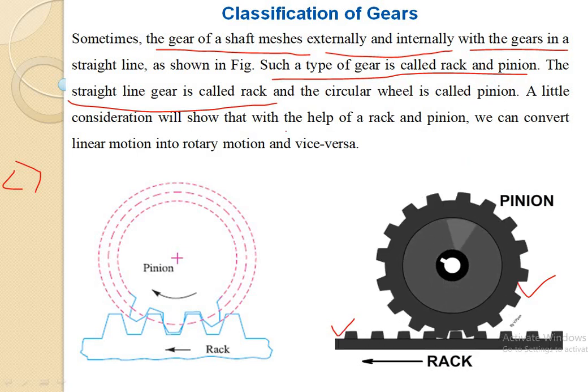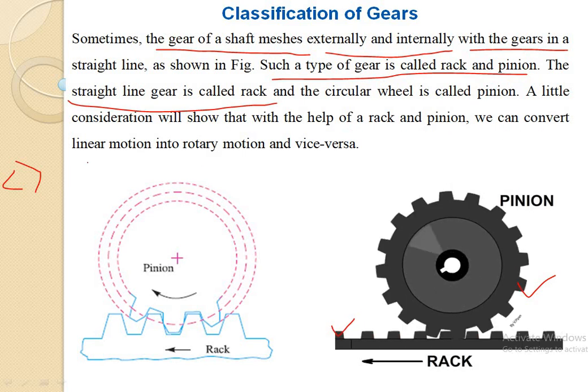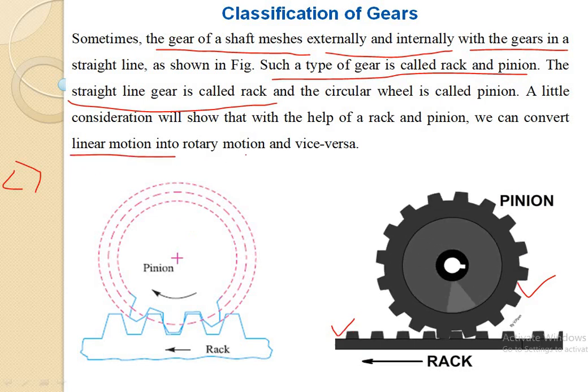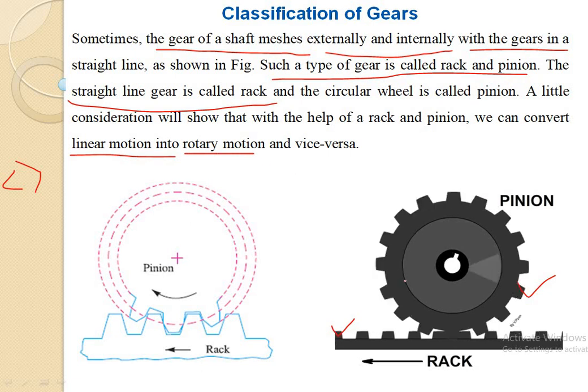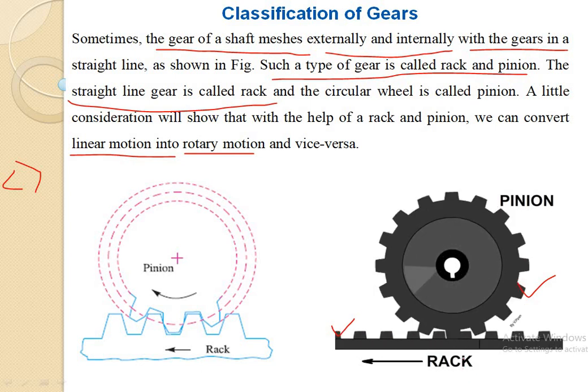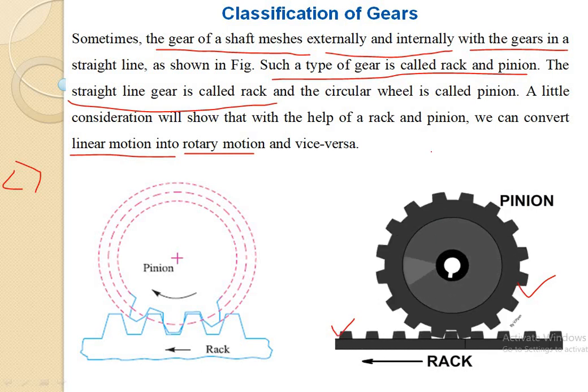A little consideration will show that with the help of rack and pinion, we can convert a linear motion into a rotary motion and vice versa. If we are giving input power to the rack, then we are converting linear motion into rotary motion, and if we are giving input to the pinion, then we are converting rotary motion into straight line or linear motion. This is the use of rack and pinion, to convert linear motion into rotary motion and rotary motion into linear motion.